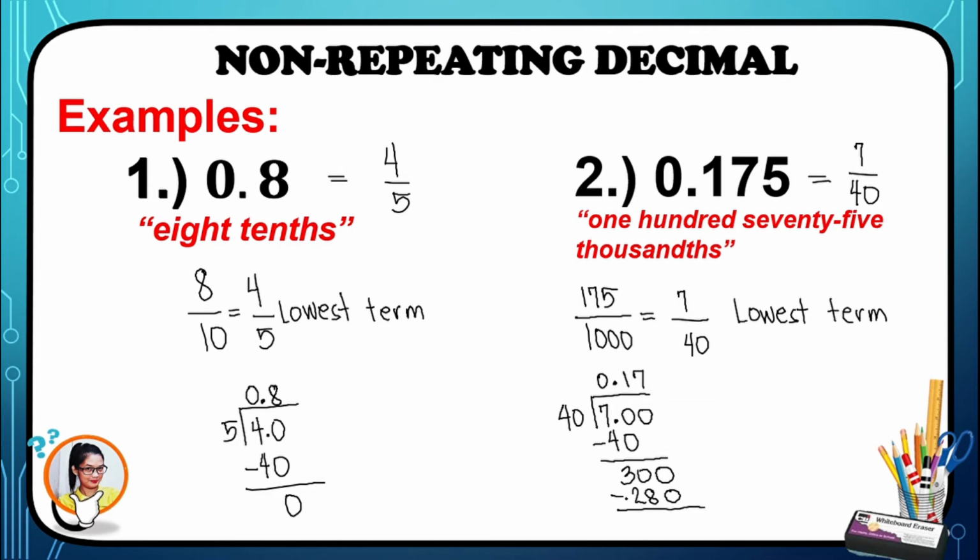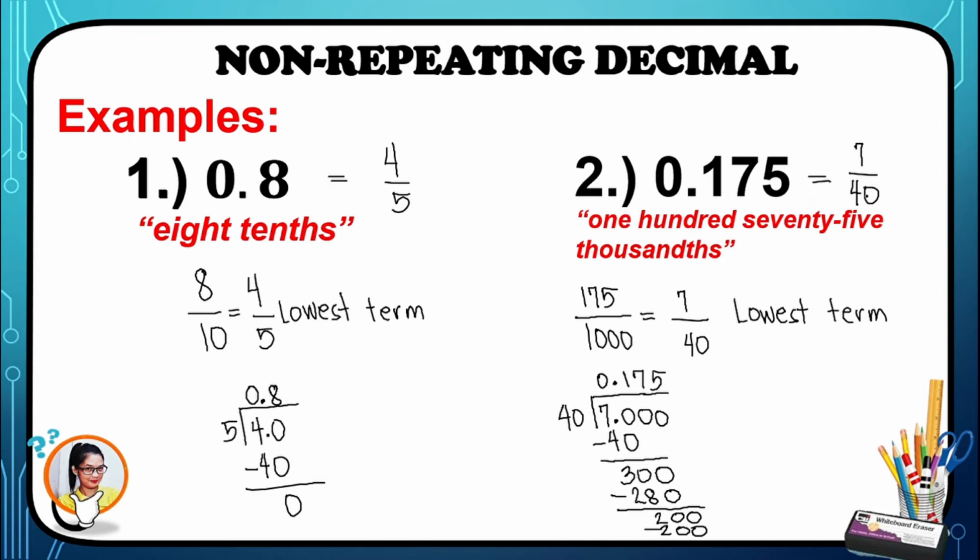Then, we'll subtract it again. 300 minus 280 is 20. Is there 40 in 20? None. So let's add 0. Now, is there 40 in 200? Yes, and that is 5. And 5 times 40 is 200. Notice that when you subtract them, the answer will be 0. And therefore, this proves that 0.175 or 175 thousandths is equivalent to 7/40.